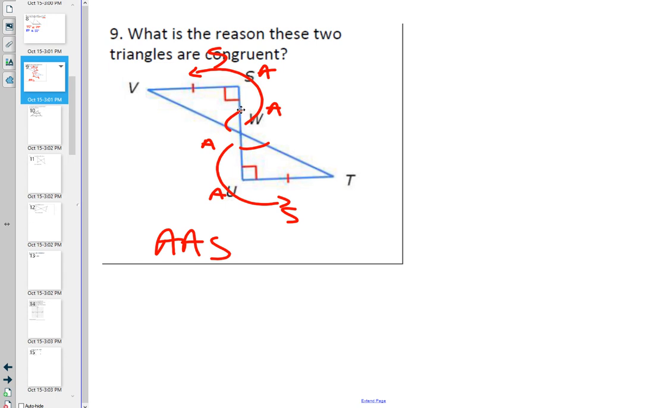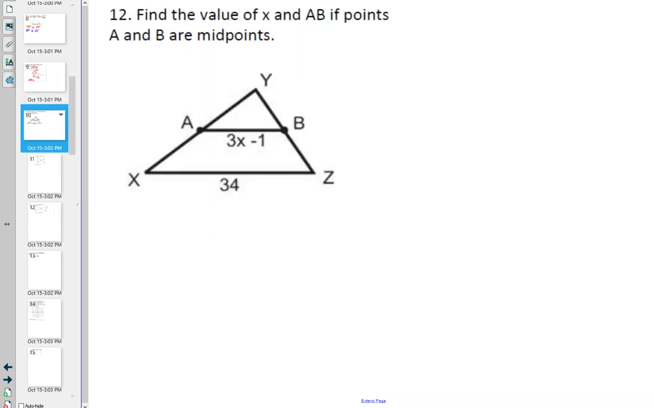Any questions there? Are you okay back there? Yeah. Alright. This is the one I was talking about. This is almost identical to what you saw yesterday on the test.